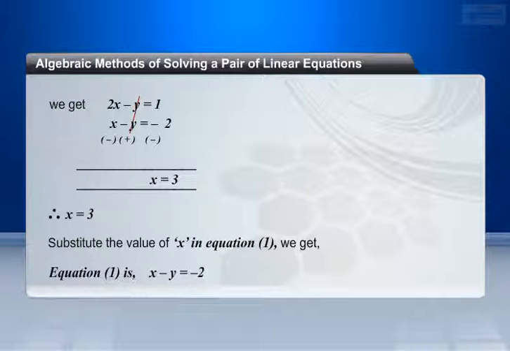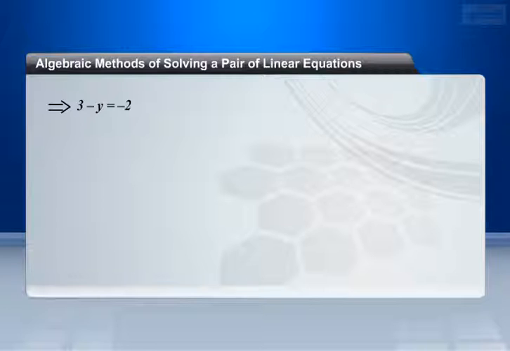That is, x minus y equals minus 2. We get 3 minus y equals minus 2. This implies that y equals 5. Therefore, the fraction, x by y, is 5 by 3.